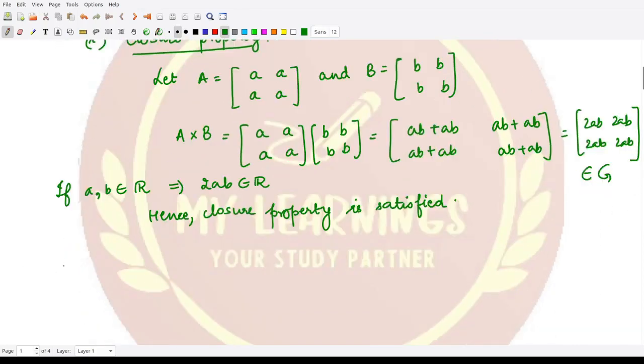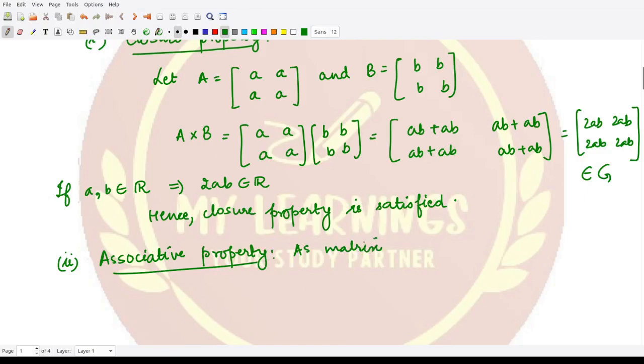The second property is that of the associative property. Matrix multiplication is associative in nature. Therefore, as matrix multiplication is associative, our operation here is also associative. So we have this associative property with us.